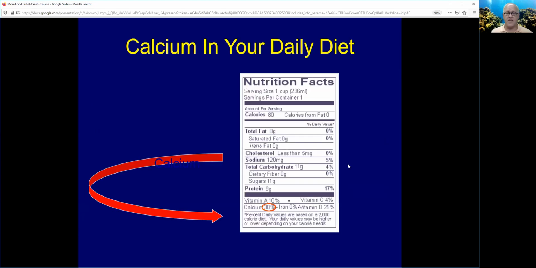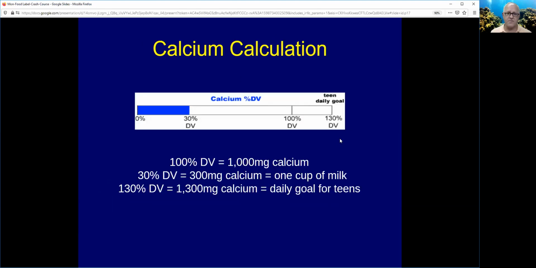Do you get enough calcium in your diet? If you're young, your bones are growing and you need to have a fair amount of calcium. In this particular label that we're looking at, it shows that this particular food has 30% of the calcium for the daily value. That's really good. And it just has 1 cup with 80 calories. Depends upon the food, you have to look at those labels.